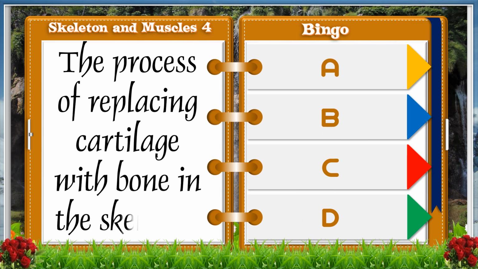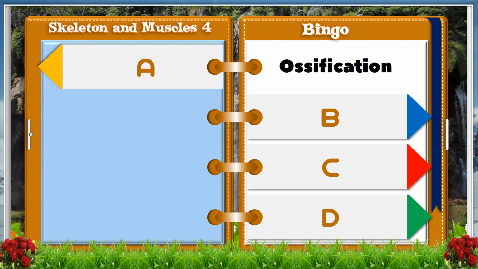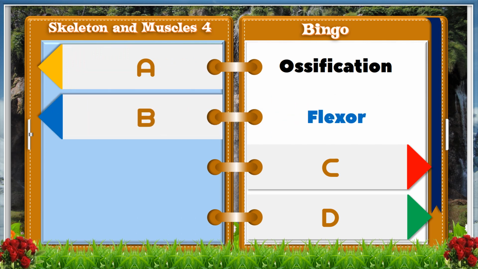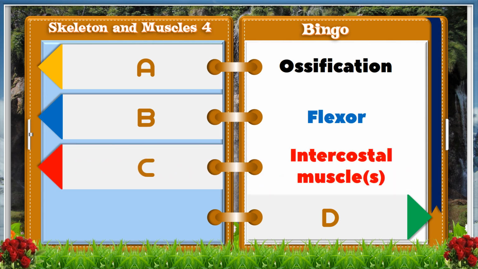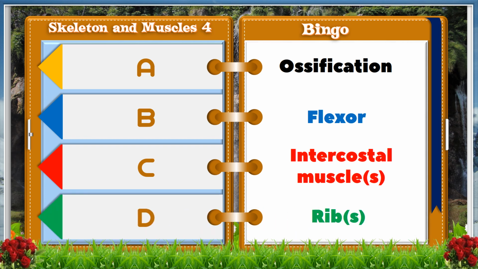The process of replacing cartilage with bone in the skeleton. A. Ossification. B. Flexor. C. Intercostal muscles. D. Ribs. And the answer is A. Ossification.